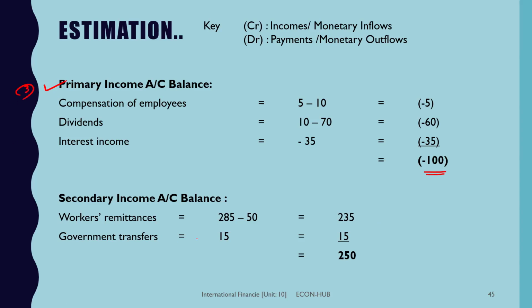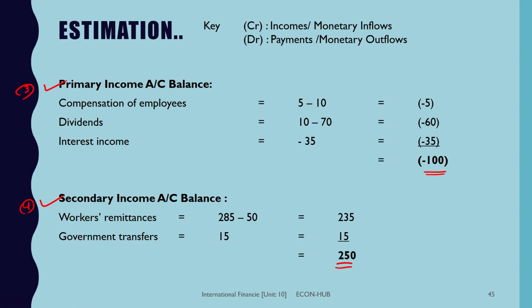That is number 3. And number 4, secondary income account balance, remittances 285 minus 50. And government transfers is only a credit, so plus value 15. So that gives us 250 here. So that's the 4 accounts that we need to consider. All done. Any questions? You can ask.